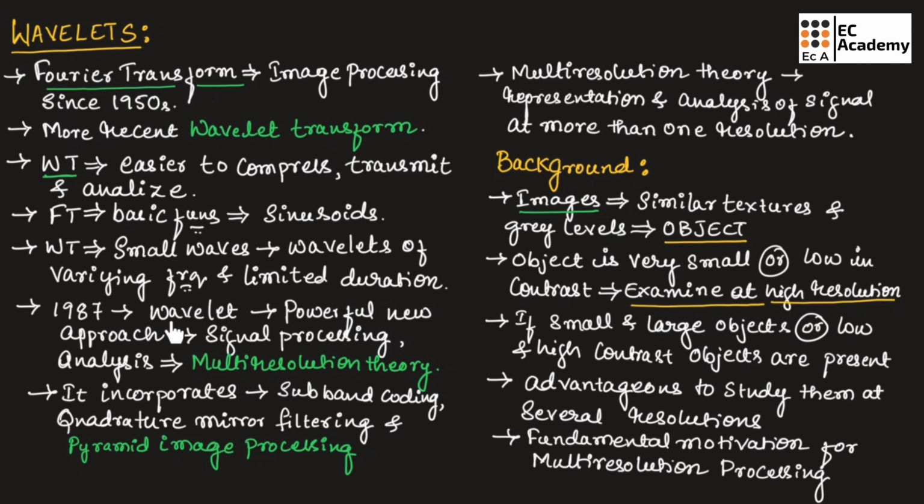In the year 1987, wavelets were first shown as a powerful new approach for signal processing and analysis, which is known as multi-resolution theory. The multi-resolution theory incorporates subband coding, quadrature mirror filtering and pyramid image processing. So these are the transforms that are used in multi-resolution theory.